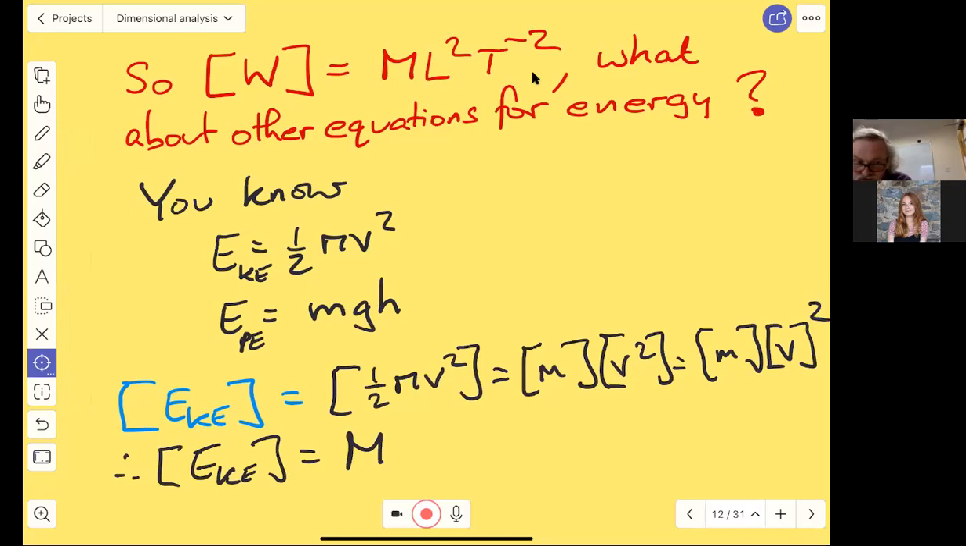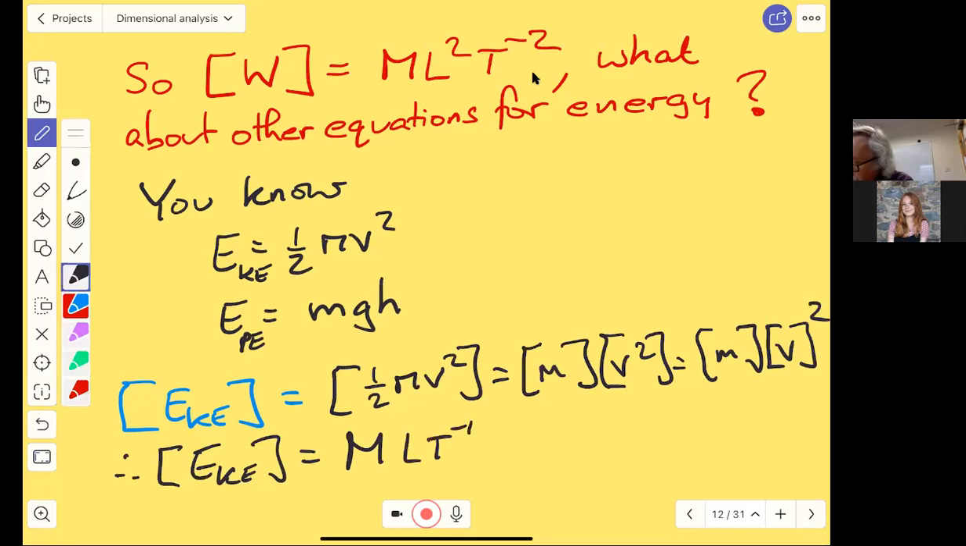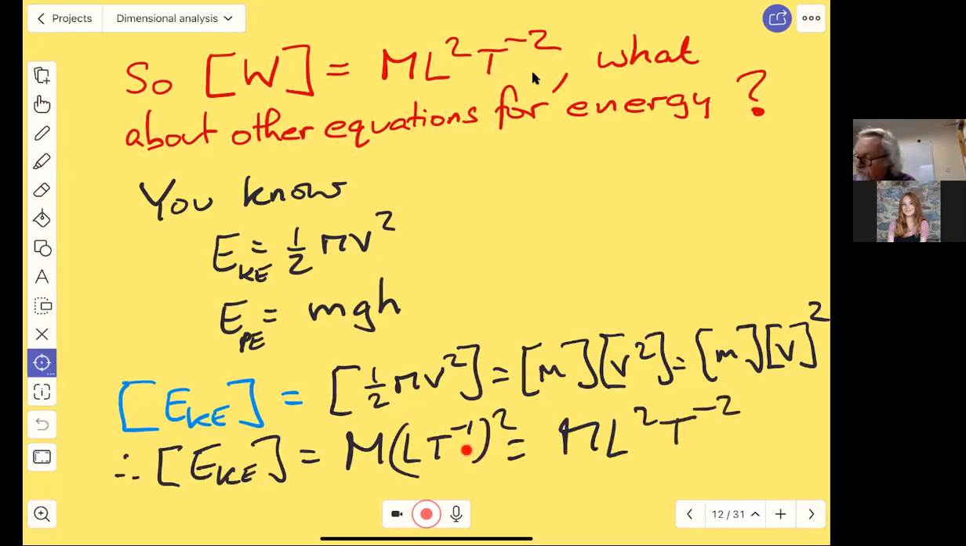So that's lt to the minus 1. When we square it, we square all of it. So we get this: ml squared t to the minus 2, multiplying both of those powers by 2. And that's exactly what we got here.